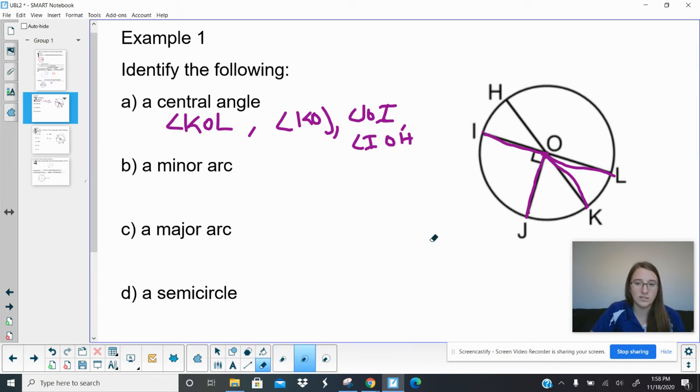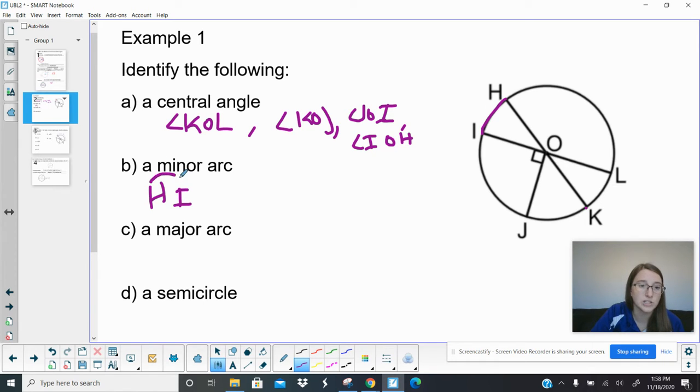Let's talk about minor arcs now. Remember, a minor arc is named by 2 letters and is less than half the circle. So when we name this, I need to pick something less than half the circle. I'm going to pick HI. We call this arc HI.